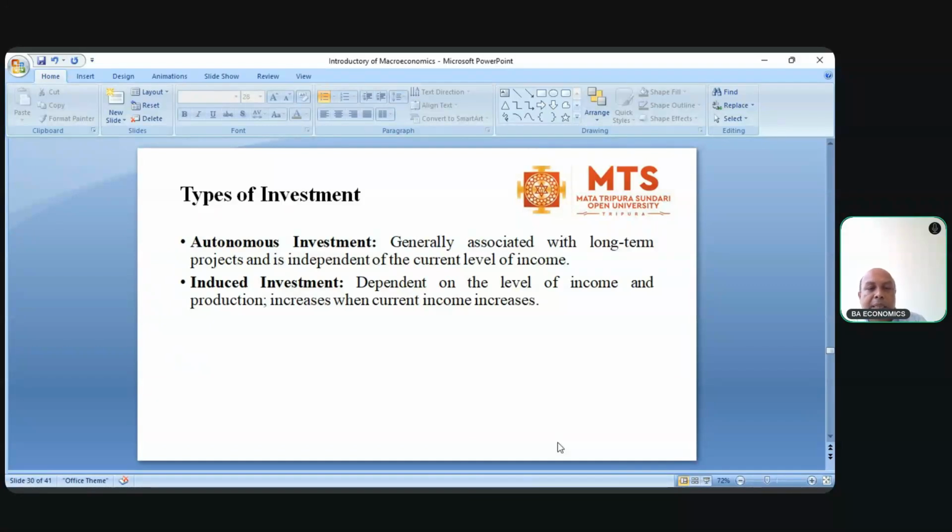So we can say that induced investment depends on the level of income, and production increases when current income increases. When current income increases, the investment level also increases. But autonomous investment is generally associated with long-term projects and is independent of the current level of income. Simply you can say autonomous investment is not linked with current income, and induced investment is linked with current income. Autonomous investment is basically done by the government for running various social welfare programs or providing public goods to common people in various long-term projects. And induced investment is basically done by the private sector. They are always motivated by profit.